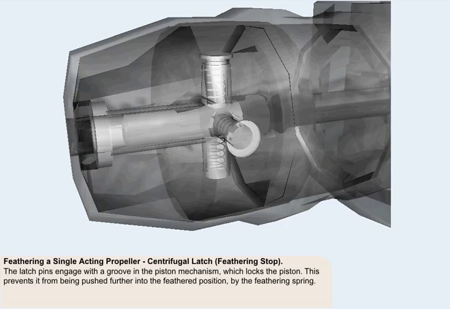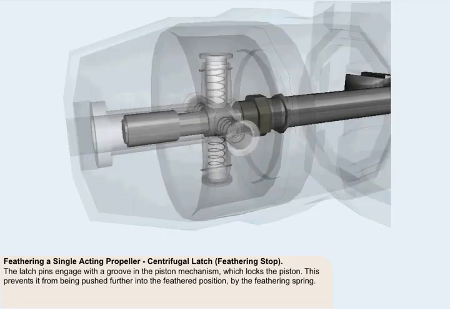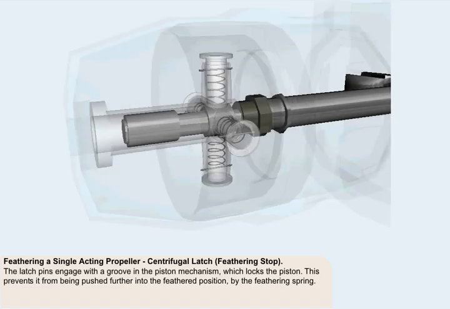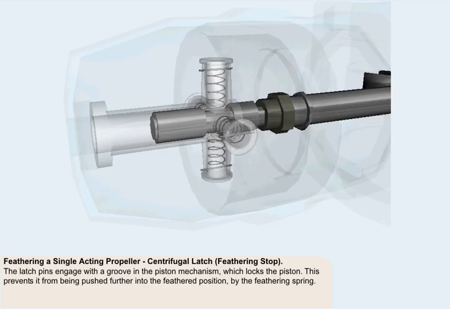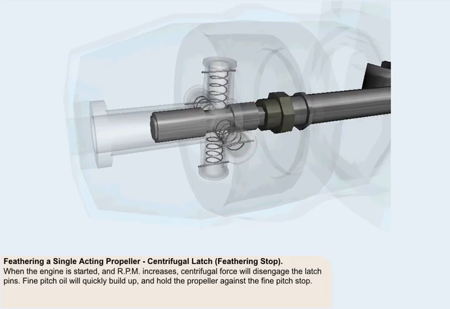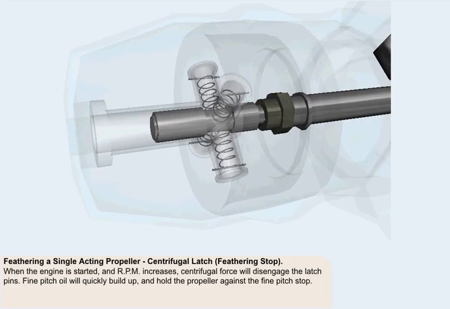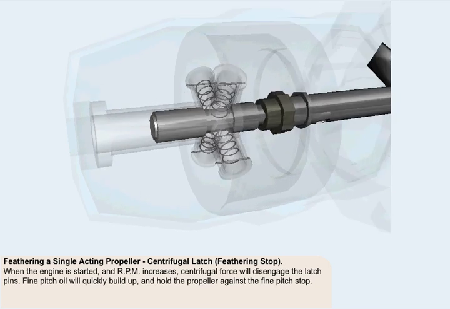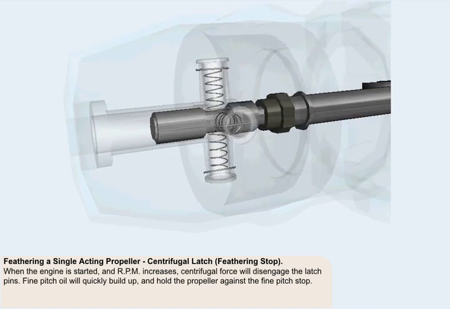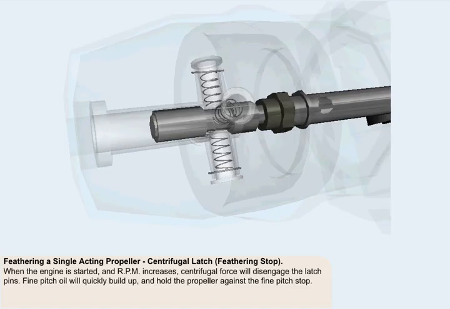After engine shutdown, the latch pins engage with a groove in the piston mechanism, which locks the piston. This prevents it from being pushed beyond a predetermined blade angle, and further into the feathered position by the feathering spring. When the engine is started and RPM increases, centrifugal force will disengage the latch pins. Fine pitch oil will quickly build up and hold the propeller against the fine pitch stop.